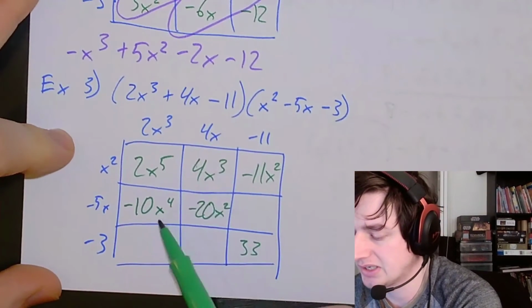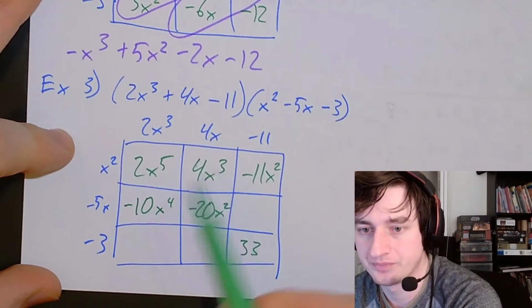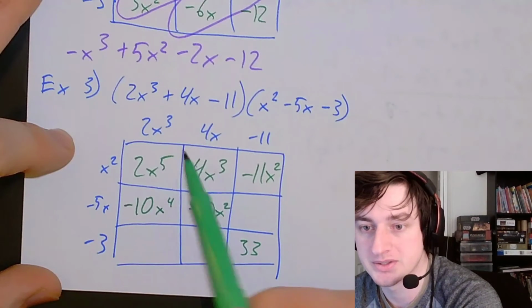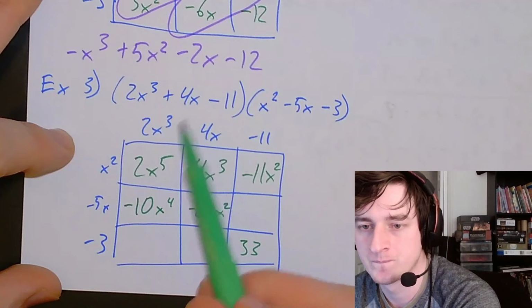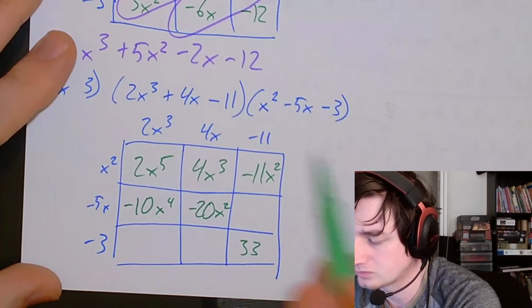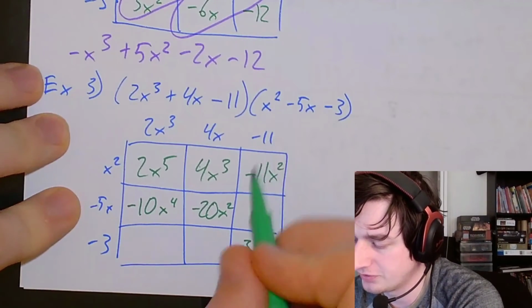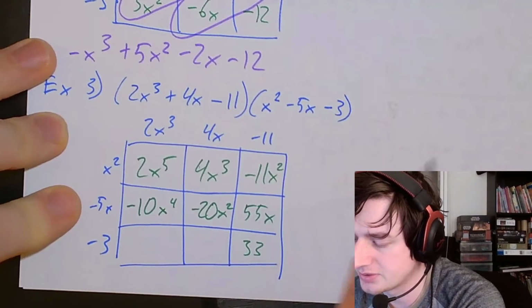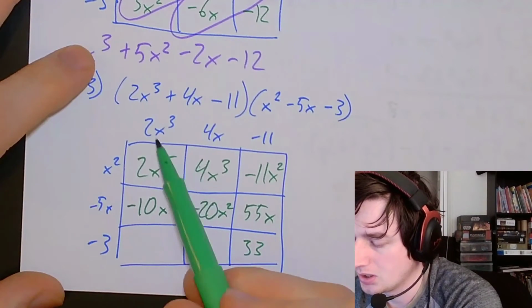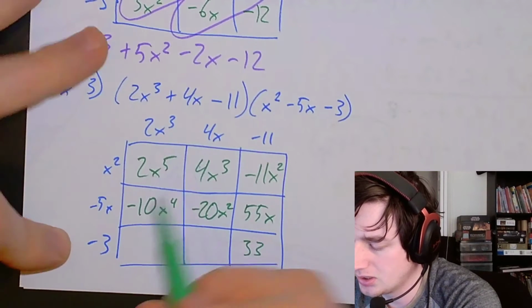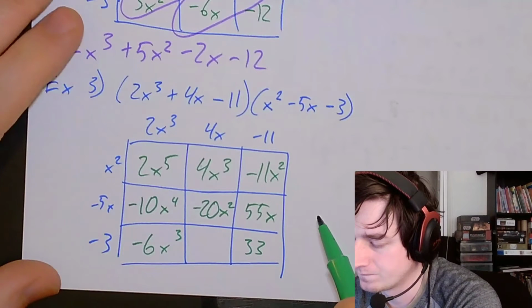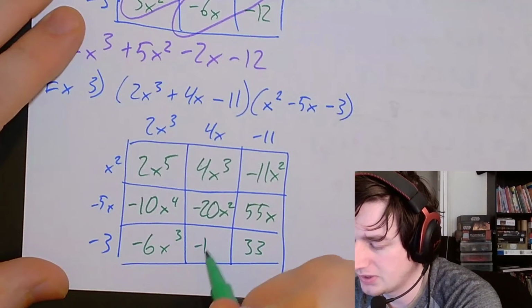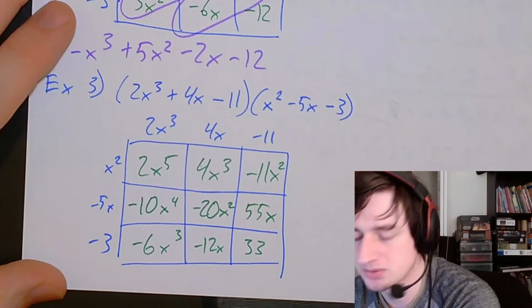You'll notice our diagonal doesn't work now. These are not going to combine because they're not like terms. And that's because we skipped that x squared. So then it becomes 55x. And then negative 6x cubed. And a minus 12x. And then we have all of our pieces.